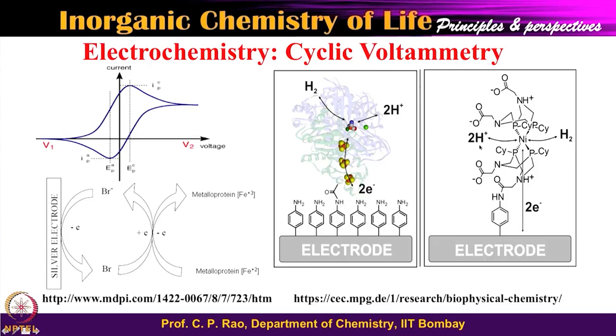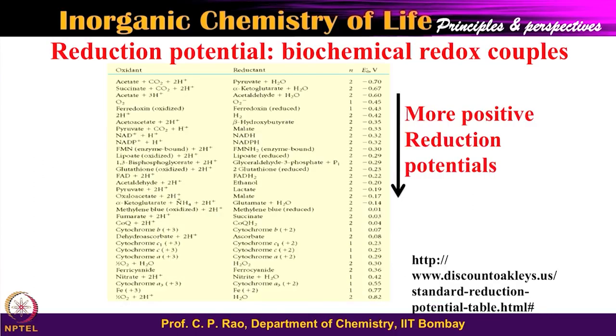So H2 getting in H plus 2. So redox kind of thing. Therefore, one can basically look at all these things, different kinds of redox systems. As you go from top to the bottom, the reduction potentials are becoming less negative, or rather more positive. That means more reduction is favorable.